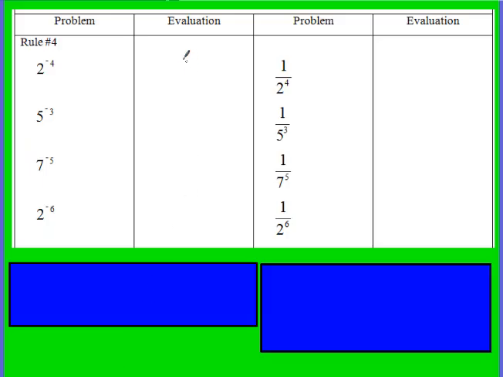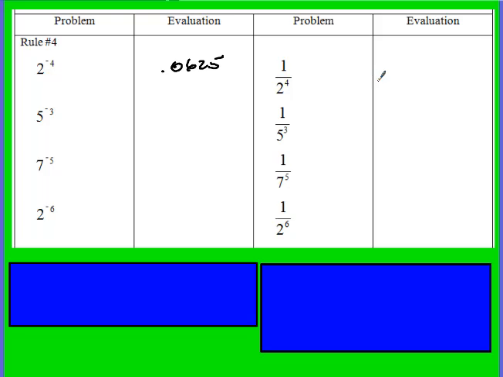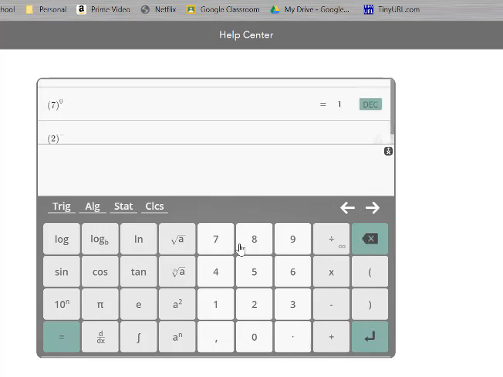Interesting. So if I wrote that down, 0.0625, okay, in that particular problem. Now if I were to type this problem right here down, 1 divided by 2 to the 4th power, let me do that real quick. 1 divided by 2 exponent 4.